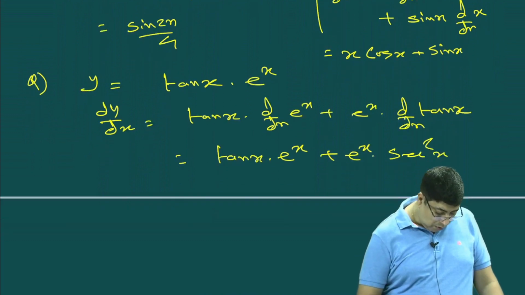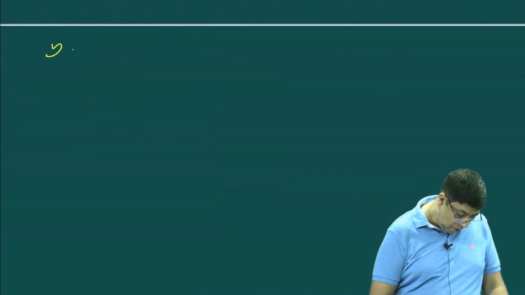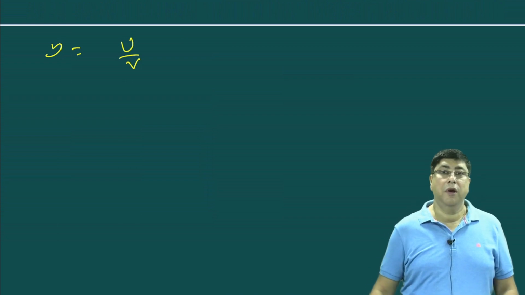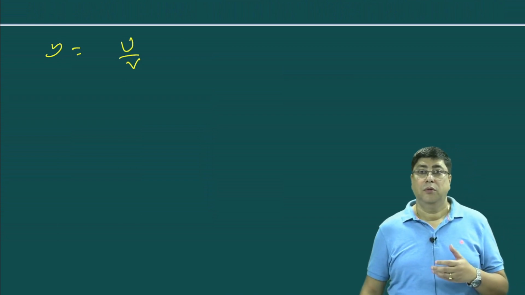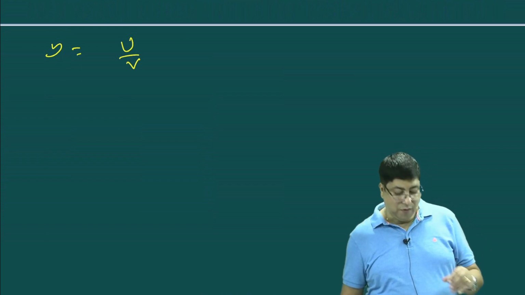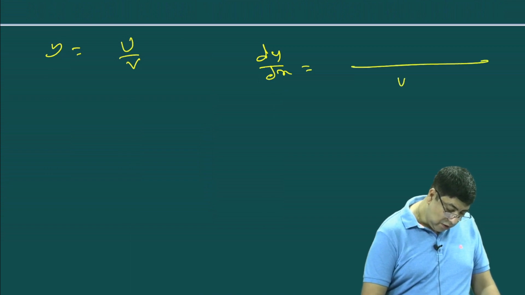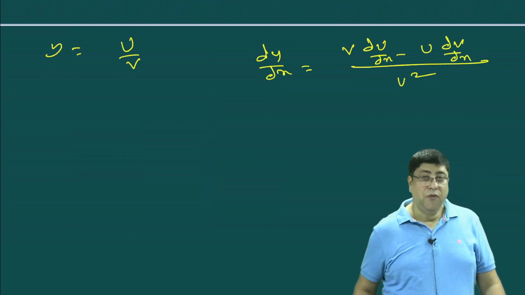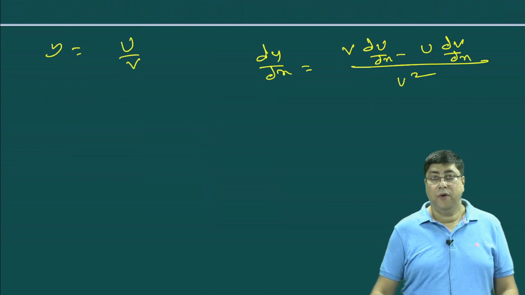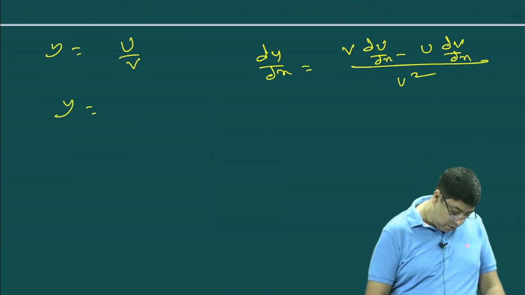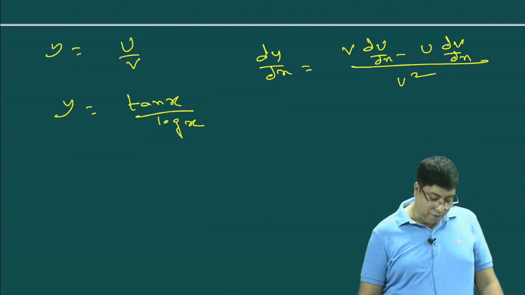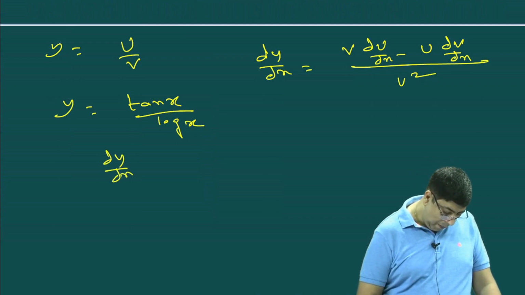Okay, so one more formula let us introduce, that is y equals u by v. This is called the quotient form, divided form, whatever you say. So one is the product form and one is the quotient form. In this case, u by v, if we apply d dx, v square comes in the denominator: v constant, derivative of u, minus u constant, derivative of v. This is the divided form, quotient form, whatever you say. For example, y equals tan x by log x. So we apply the u by v form.